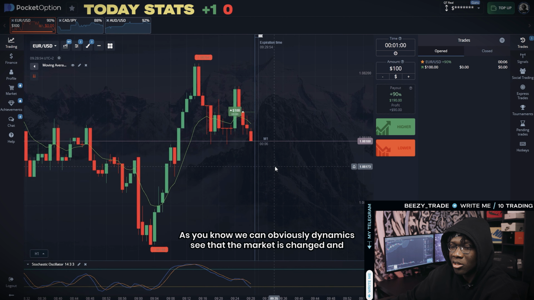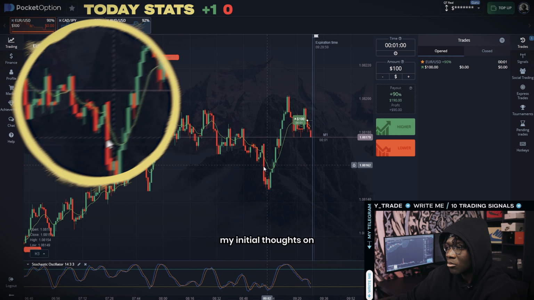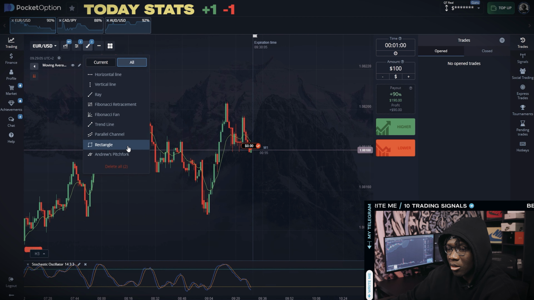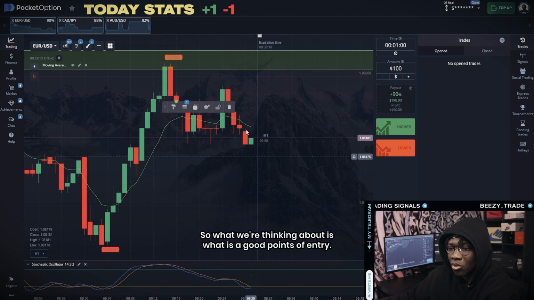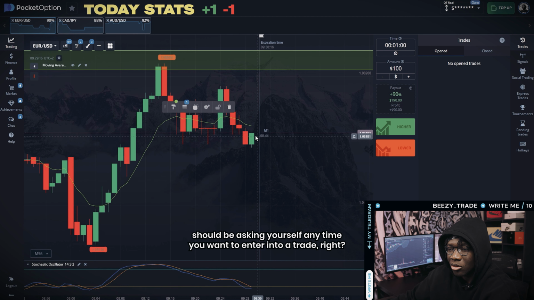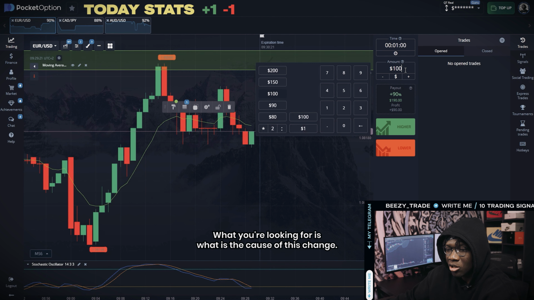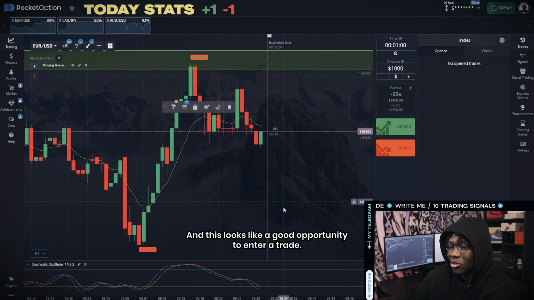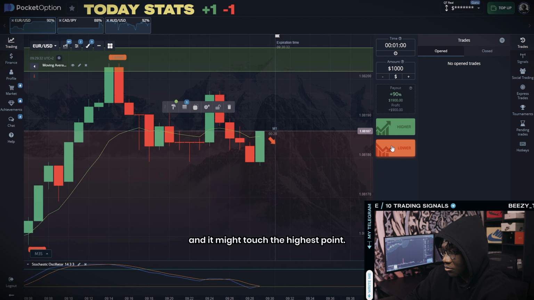As you can see now, we can obviously see the dynamics, see that the market has changed, and my initial thoughts on where the market will move was absolutely wrong. So now we can see the market's move in a downward direction. So what we're thinking about is, what is a good point for entry? And these two questions you should be asking yourself anytime you want to enter into a trade, right? What you're looking for is, what is the cause of this change? And right here is looking for an opportunity. And this looks like a good opportunity to enter a trade. We see a bullish candle, and it might touch the highest point.